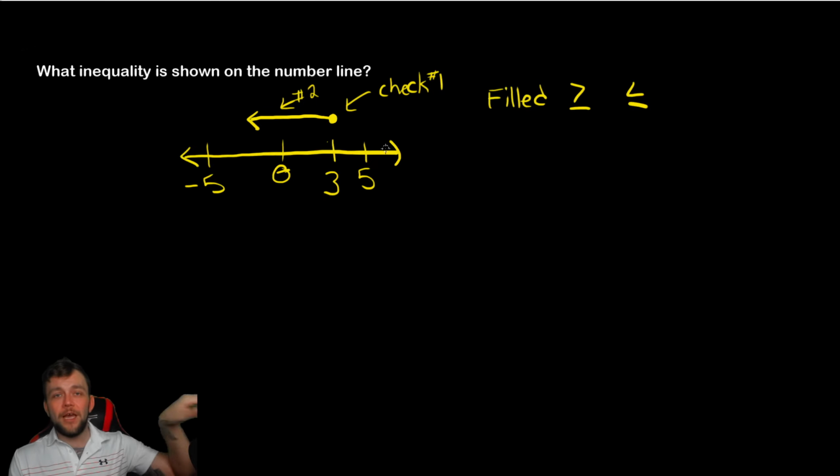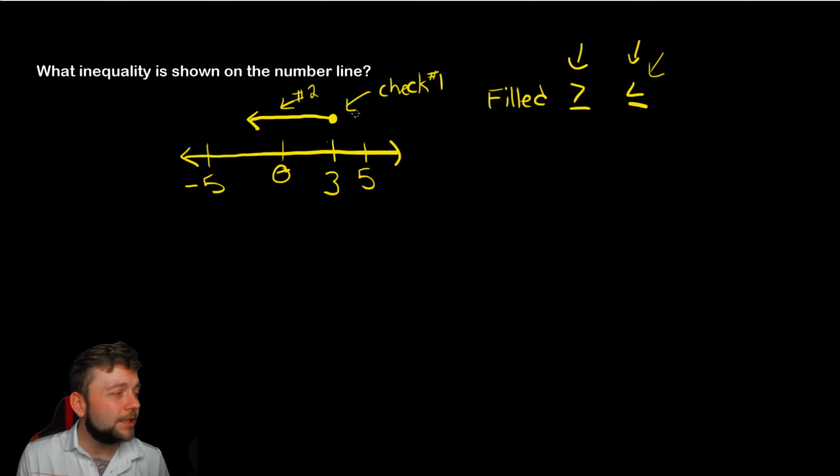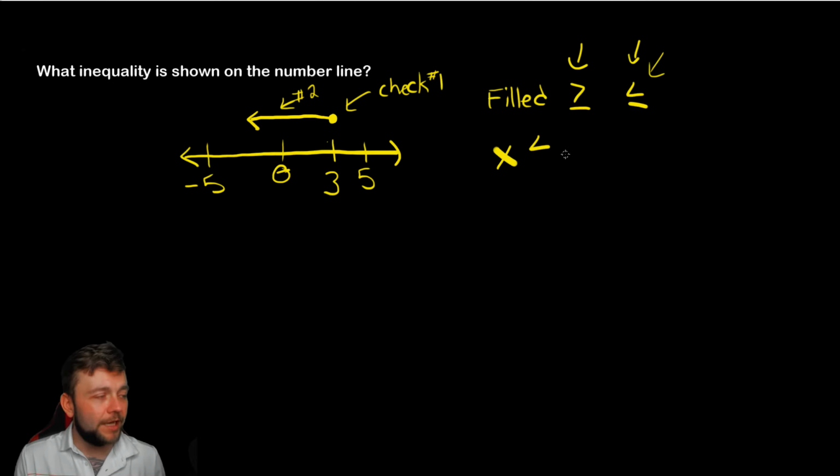So if I'm going left, which one is it? Which one of these two? Is it that one or is it this one? Well, it is this one. We are going to the left. It is less than or equal to. So we are less than or equal to what number? 3. So what is less than or equal to 3? We don't know. So it's x is less than or equal to 3. And this is our graph, okay?